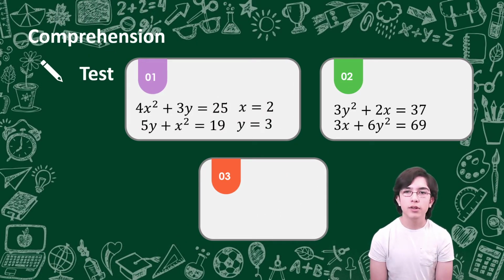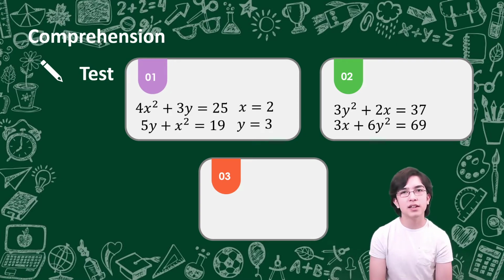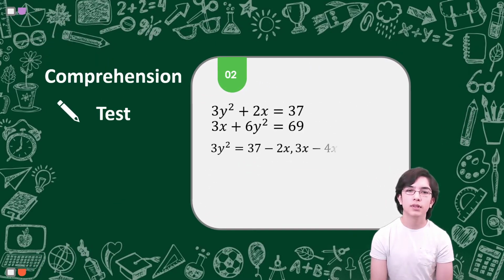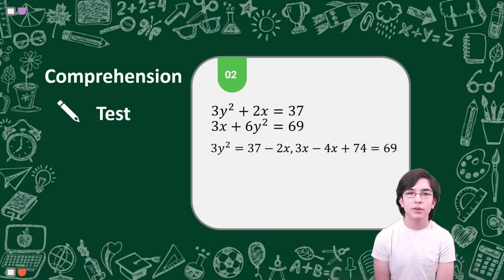Question 2. Find x and y, where 3y squared plus 2x equals 37, and 3x plus 6y squared equals 69. So 3y squared equals 37 minus 2x. So 3x minus 4x plus 74, which is double 37, equals 69. That's the equation you get when you substitute, since in the second equation there's 6y squared, which is double 3y squared. So we double 37 minus 2x.